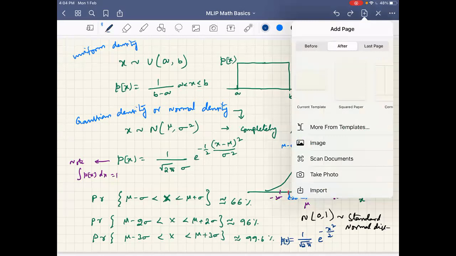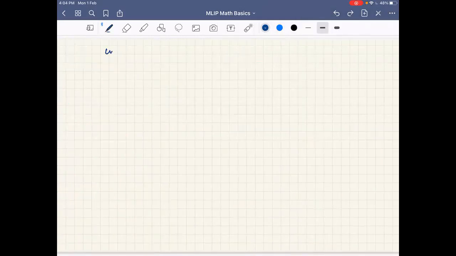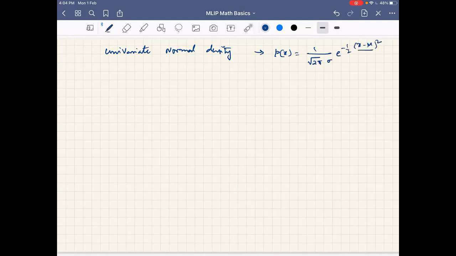Okay, so let's move on to the discussion of the univariate normal. Univariate means we extracted only one feature, with the PDF measured with respect to a single feature or random variable.